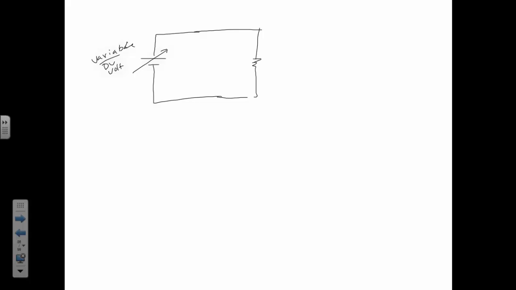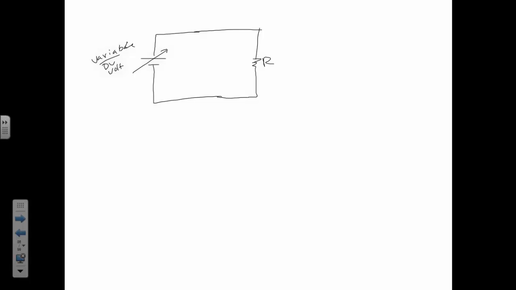Here's a typical experiment we do. The question is, if we have our little simple circuit here, and I'm going to put this arrow here so we have a variable DC voltage supply, and we have our resistor here, first of all, I want to measure on this resistor.